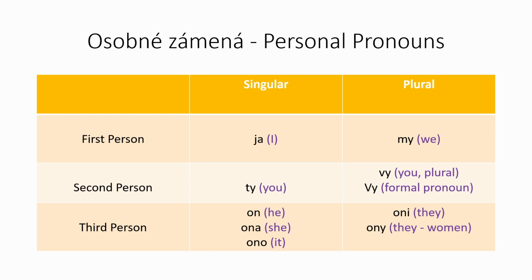So let's first go over these and then I'm going to talk a little bit about them. So starting from first person singular. Ja, ty, on, ona, ono, my, vy, oni, oni.